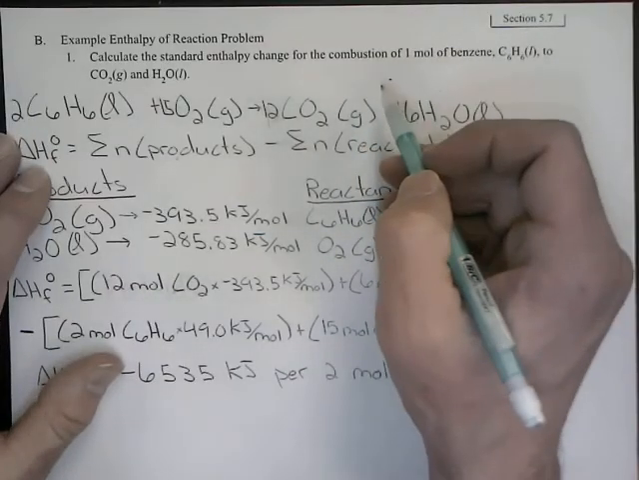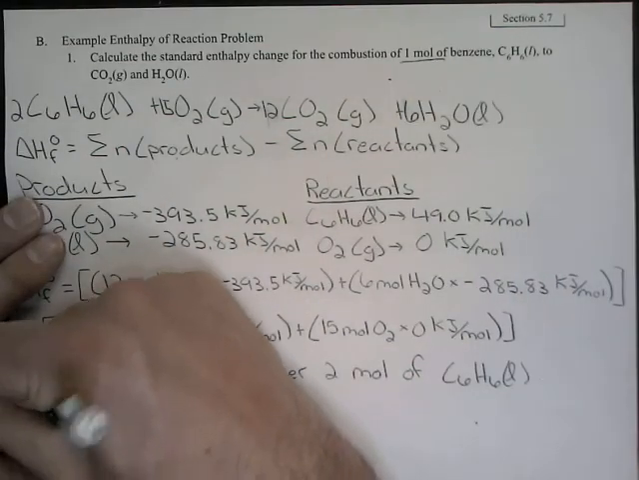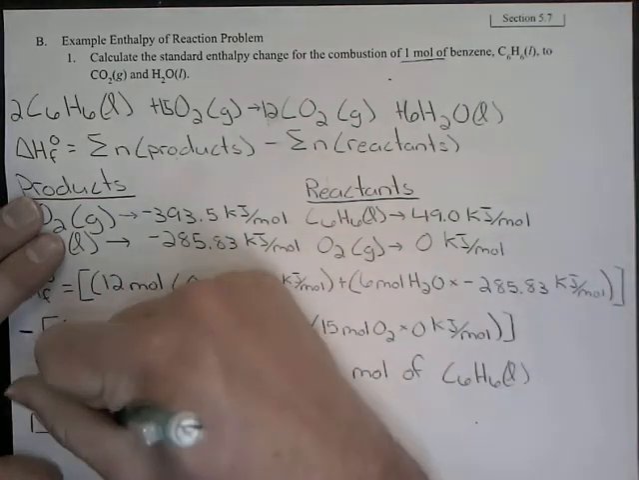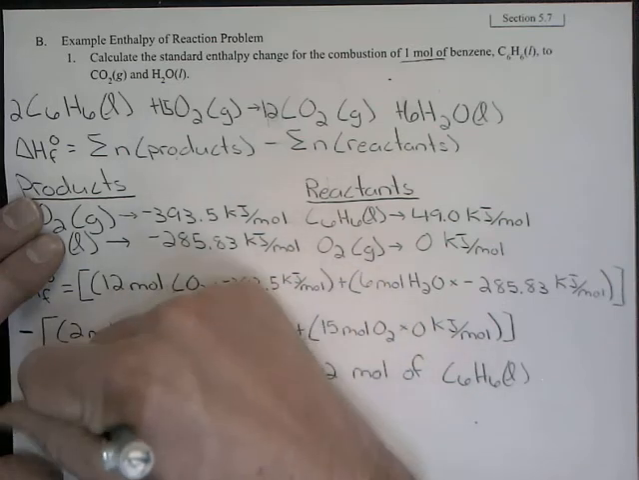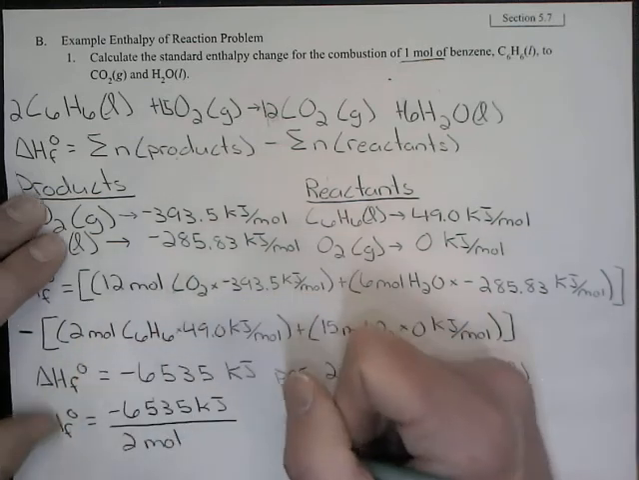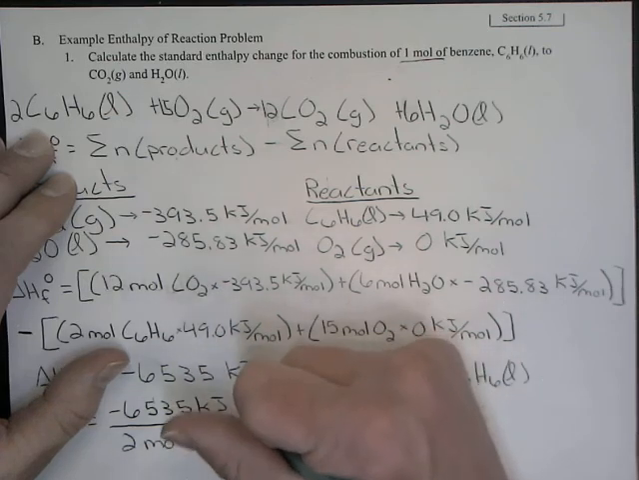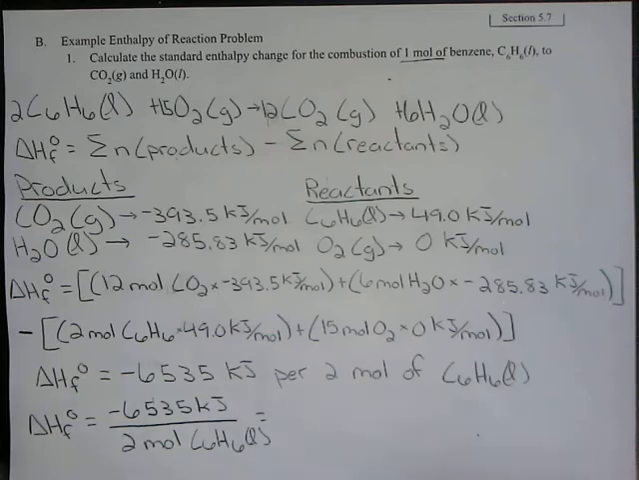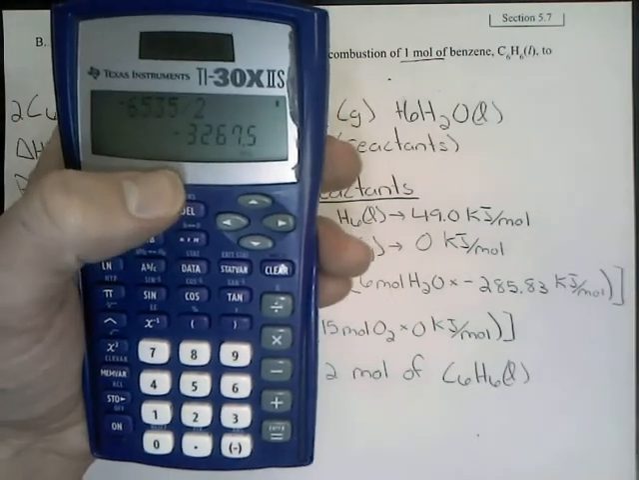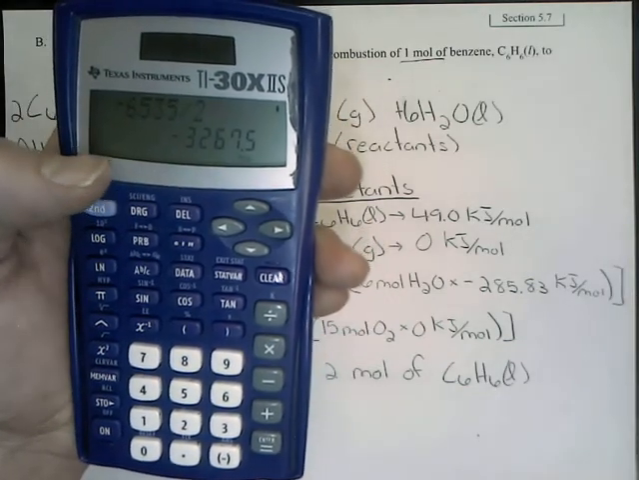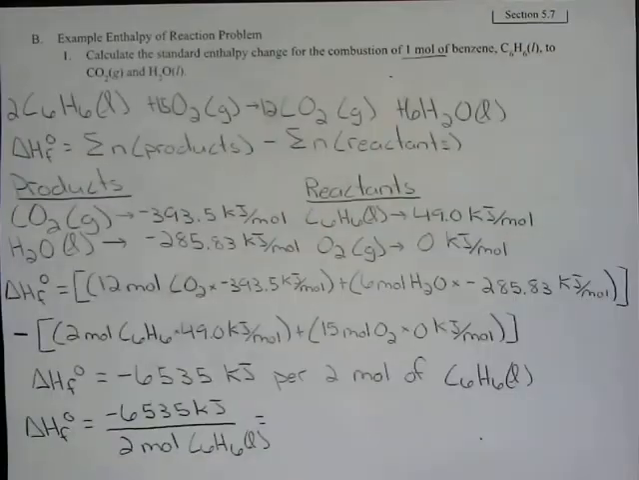So to get our standard enthalpy change for 1 mole, what we need to do is as follows. We need to take our value, negative 6,535 kilojoules, and divide it by 2 moles of benzene. That's what we got from the reaction. And we do this, all right? So negative 6,535 divided by 2. I'm going to round to my whole number here again, and I get a value of negative 3,268.